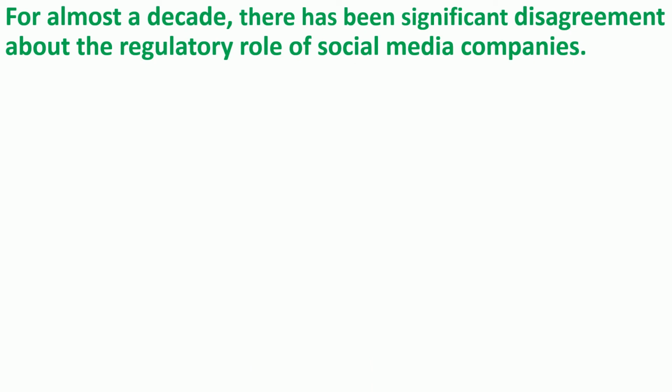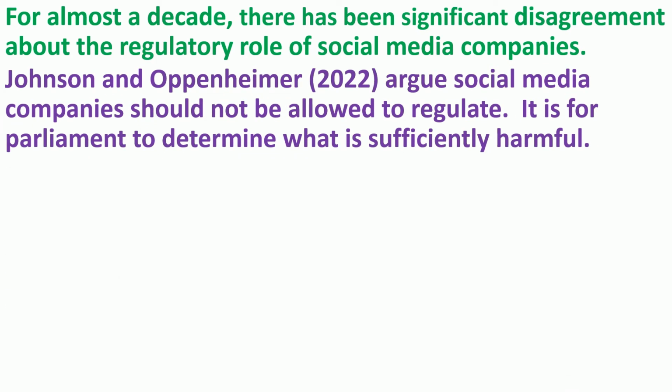Another example of choosing the best option. Once again, we start with the introduction sentence in green. For almost a decade, there's been significant disagreement about the regulatory role of social media companies. This introduction sentence introduces the argument. On one side, we have Johnson and Oppenheimer 2022. They argue that social media companies should not be allowed to regulate.